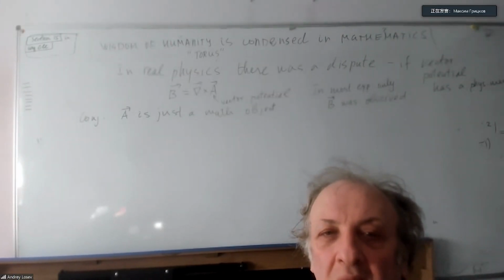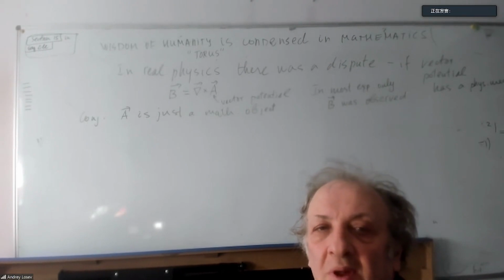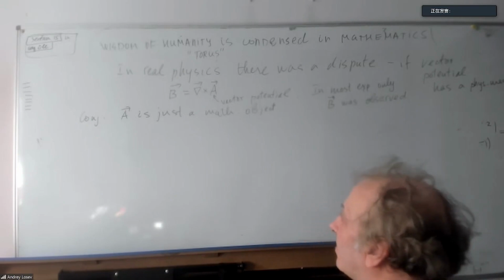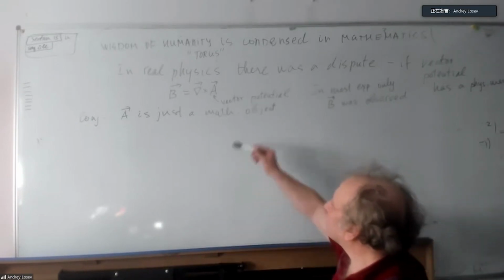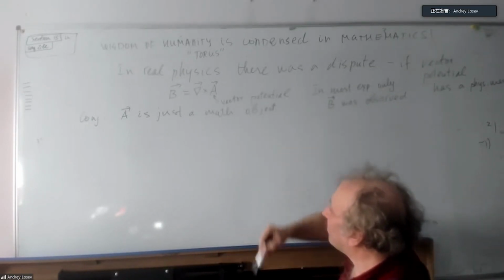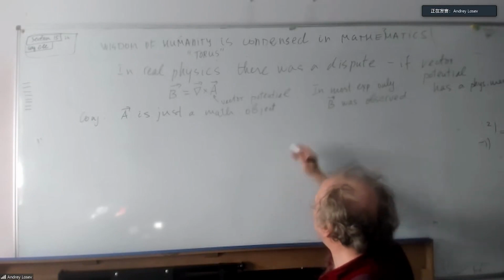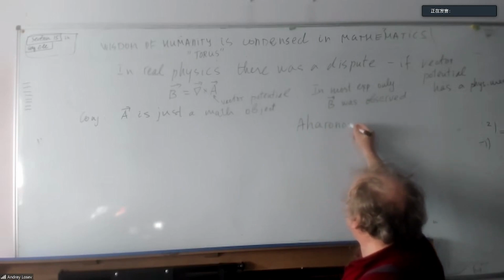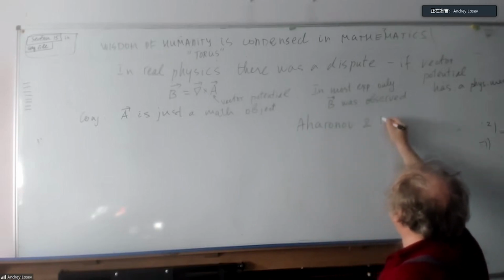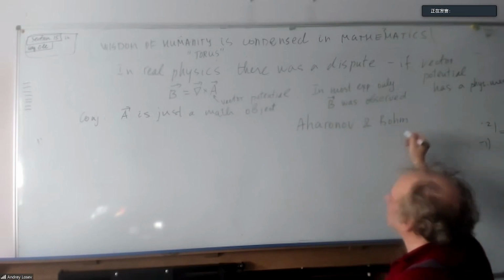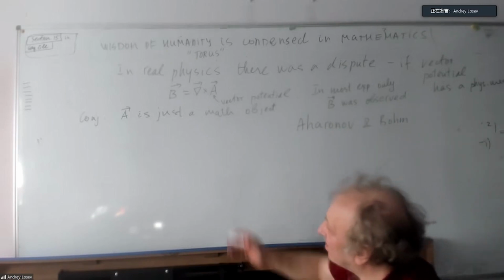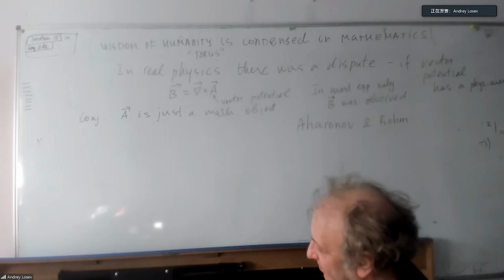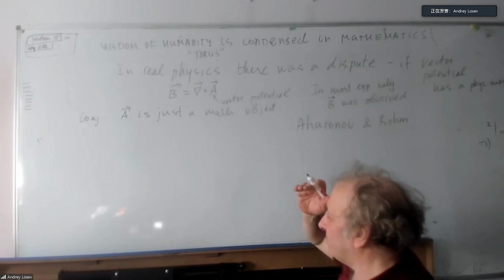Now it has found focus and it is able to see all. Okay, so this is just a mathematical object. But there were people called Aharonov and Bohm who said, no, we may be able to observe A. So how did they do it?